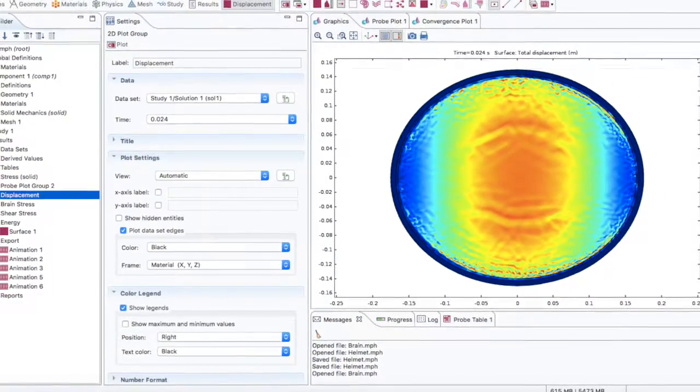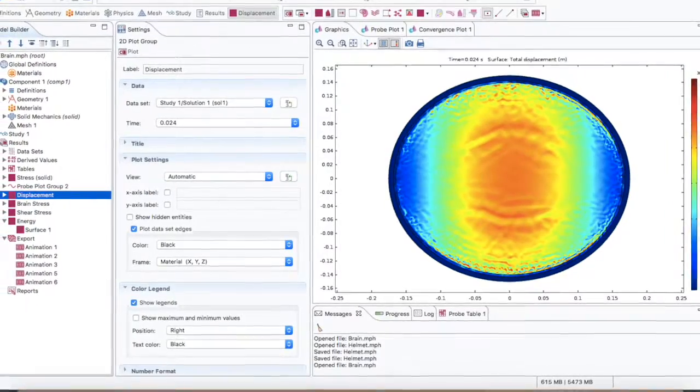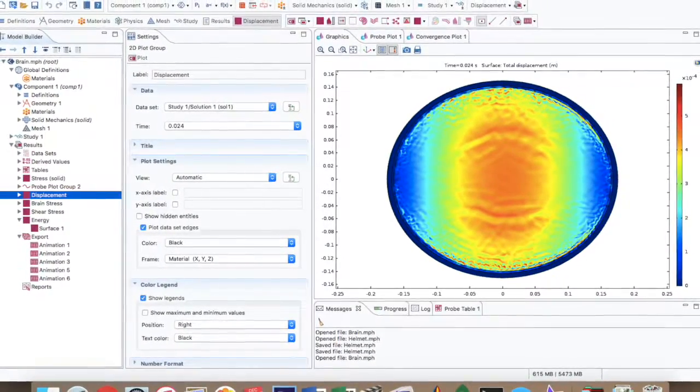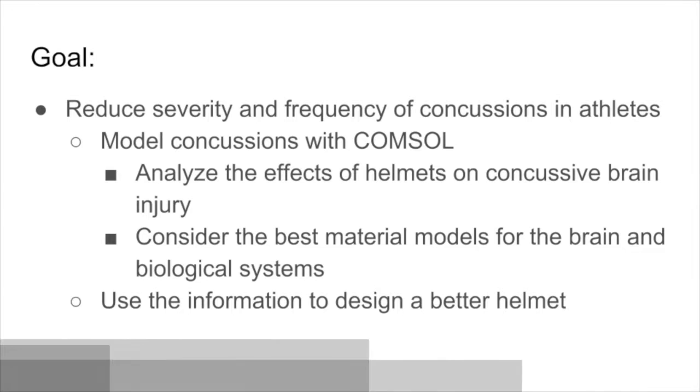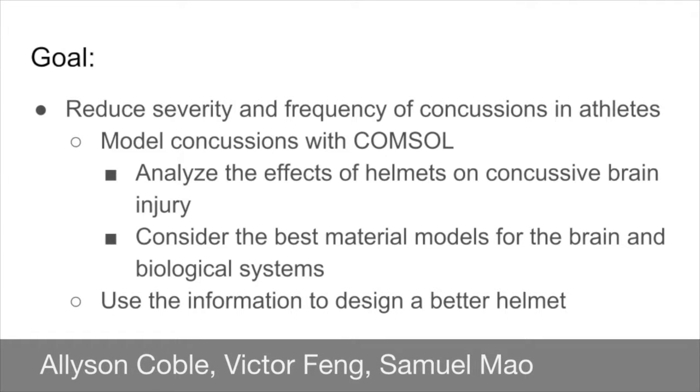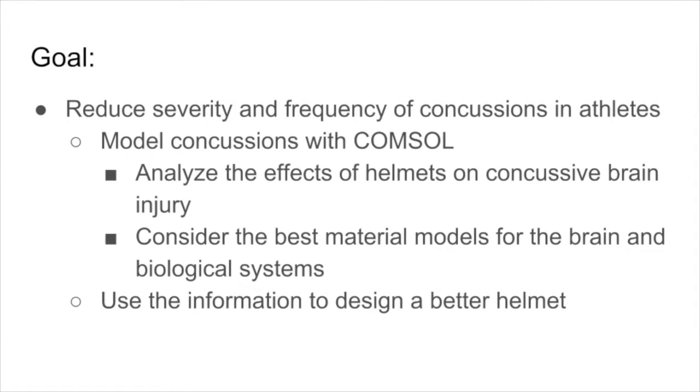I'm Victor. And I'm Sam, and today we'll be doing our presentation on the use of Comsol for studying concussive injuries in the brain. The goal of this project was to reduce the frequency and severity of concussions in athletes by exploring the effects of helmets on traumatic brain injuries.